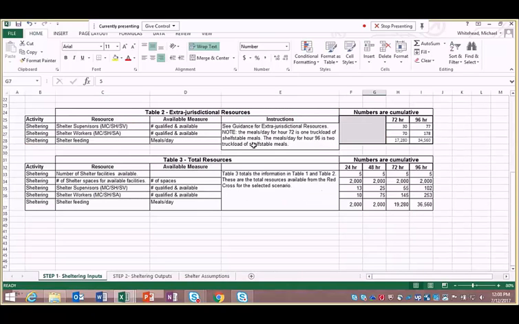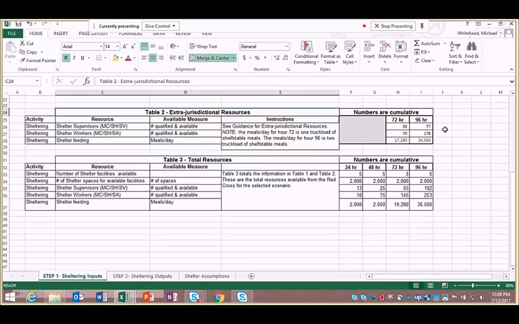Those additional resources would come from outside of your jurisdiction, extra jurisdictional resources, as you'll see here on the example on table 2. What we've done is we have averaged out the amount of resources that we anticipate would be available to you from number of shelter supervisors, workers, and shelter feeding that would be available to you in the 72-hour and the 96-hour period. These are resources that would come in to assist you.